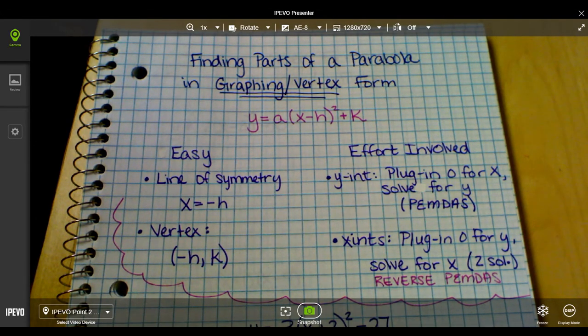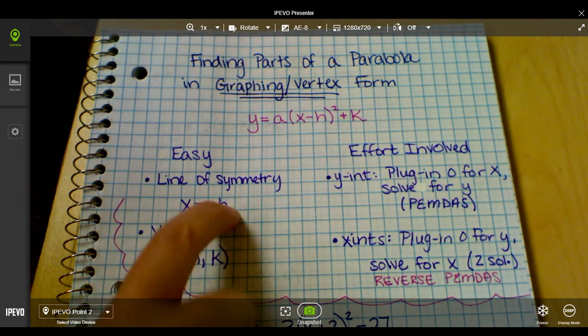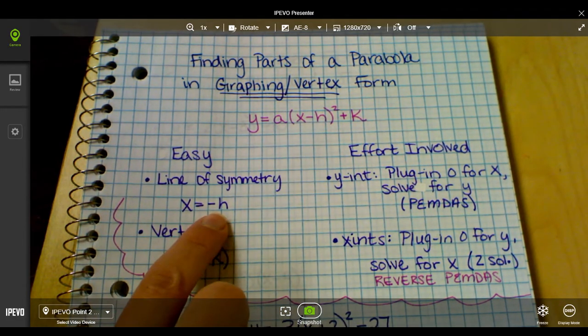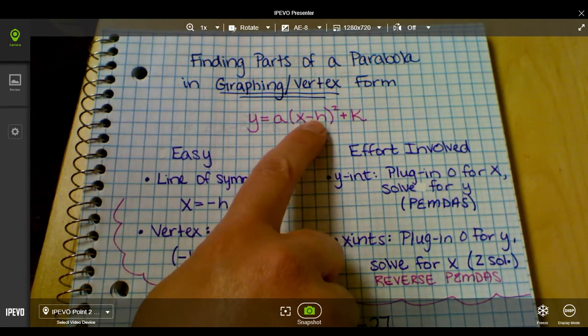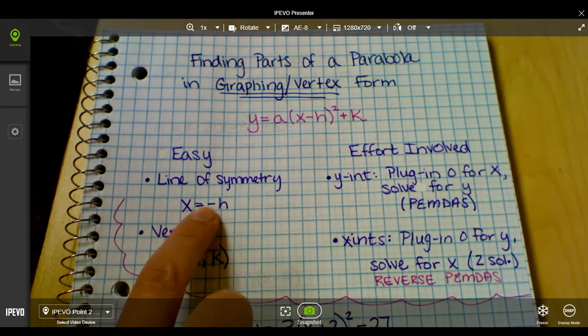Now, when I do my line of symmetry, I write it x equals the opposite of h, just because I like to remind myself that it's the opposite of whatever's in here. Technically, it's supposed to just be h, but I like writing down the opposite of h so I remember to change whatever number is inside here. So that's always going to be your x value.